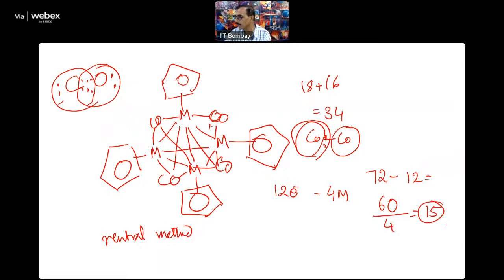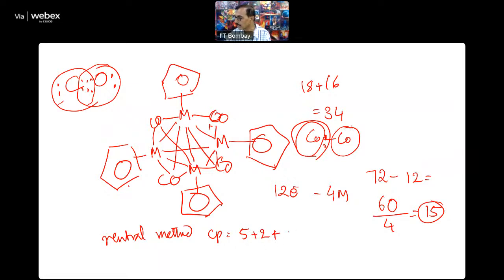So 15 electrons are there, each one. Okay, let us try to put the number of electrons for each metal. So now we have 5 from Cp. Cp is giving 5 electrons, and then 4 CO groups are there and 4 metals are there. So each one will get 2. Okay, so that means 7 are done.